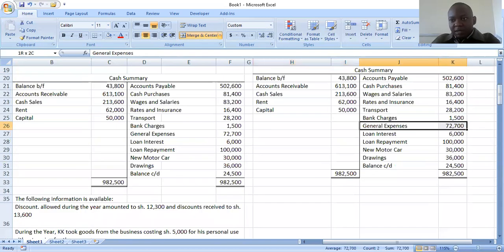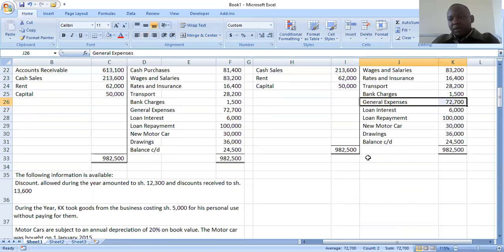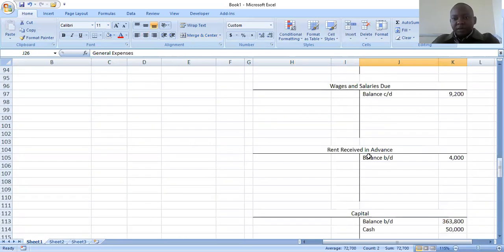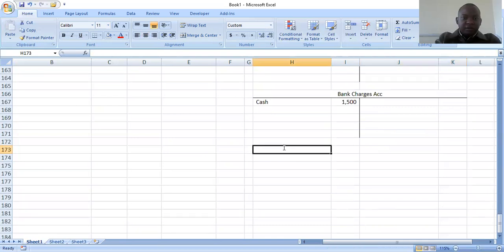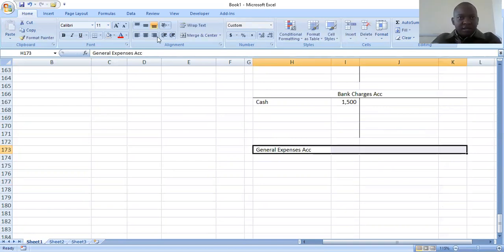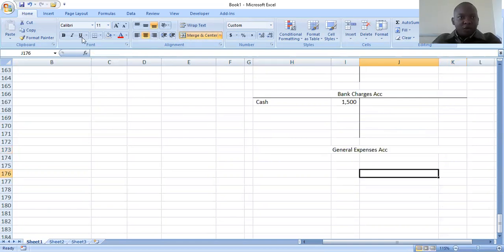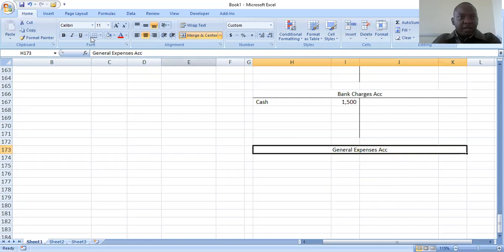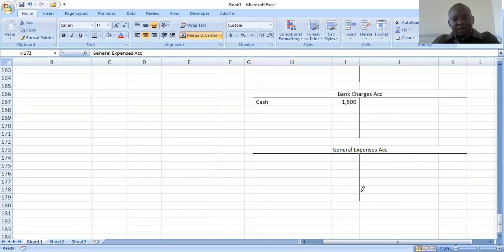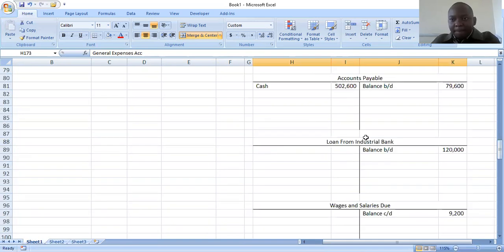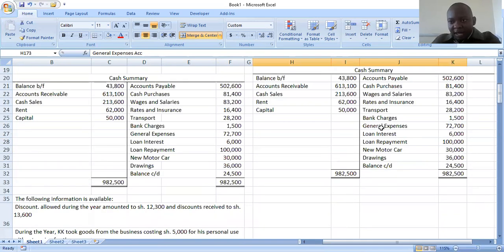item, general expenses, 72,700. We don't have an account for them, so we open one. So the general expenses account. The general expenses in this case are also increasing. They have been paid off. As you can see in our cash book, the cash has decreased. So it means therefore the general expenses will increase. The cash has decreased, so it has been credited. The cash has been credited here by general expenses.